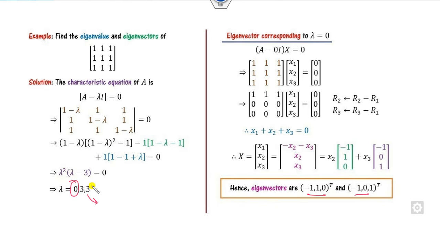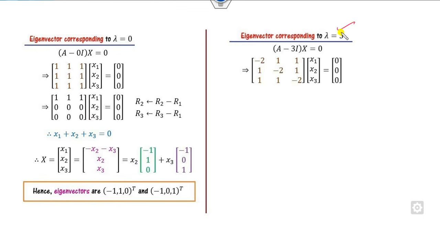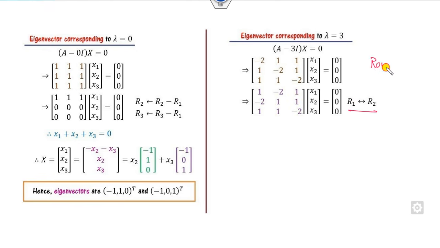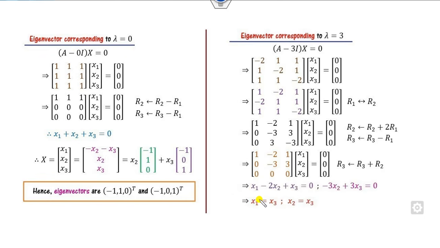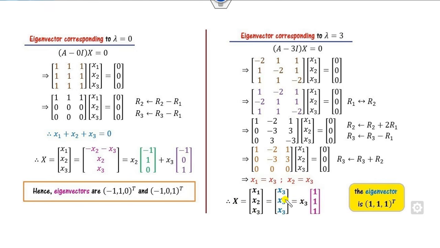Now we can find the eigenvector corresponding to lambda equal to 3. We can write here; our target is to convert into row reduced echelon form. So we can get this. Now you can simply add R2 plus R3, you will get this. So you can write this equation here, and from this we see x2 is equal to x3. I can substitute x2 and x3 here, you will get this expression. So what is the value of x? 1, 1, 1 is my eigenvector.